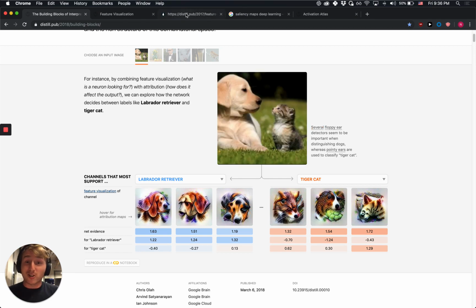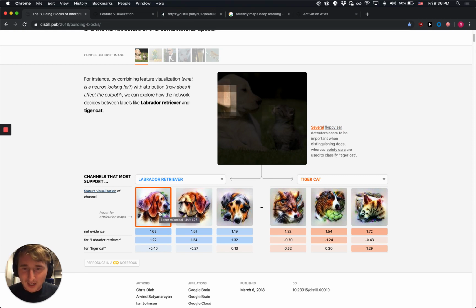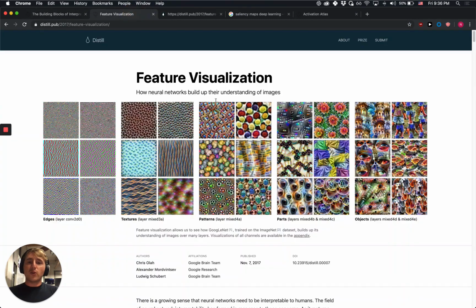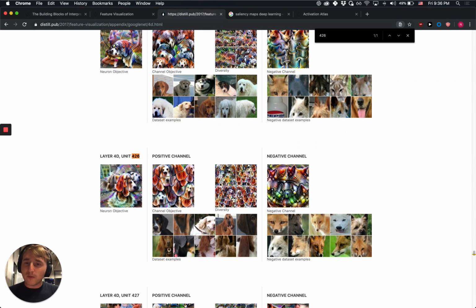So first, we can actually look at the neuron itself. If we hover over this, we see that it is mixed4d unit 426. And if we go to the feature visualization appendix, which is a hidden gem that most people don't know about, which is in the feature visualization paper, it's here. If we go to that, we see this layer 4d, and we see unit 426.